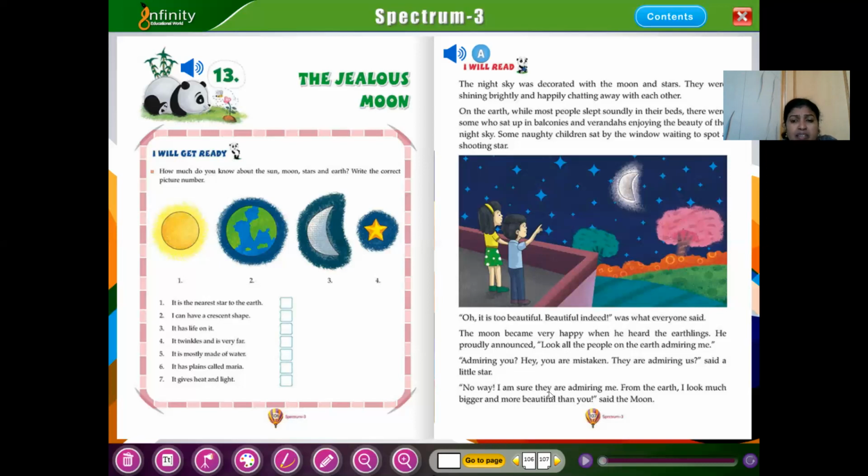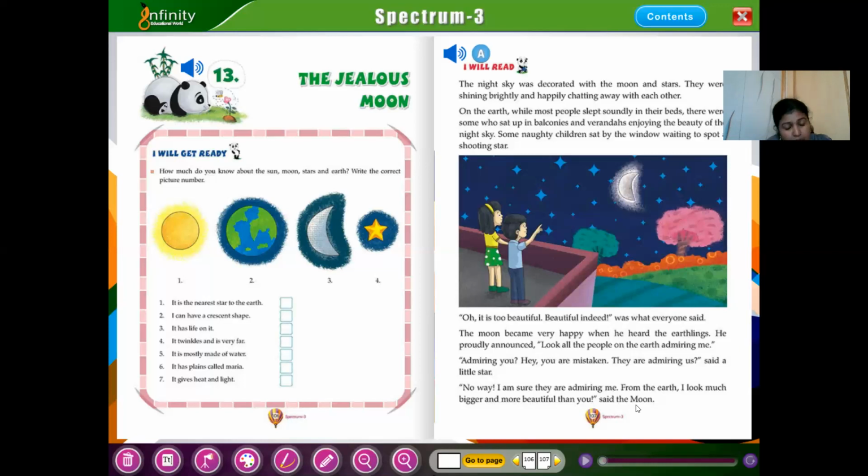"No way. I am sure they are admiring me. From the earth, I look much bigger and more beautiful than you," said the moon. When the very small little star said again that they are admiring us, the moon answered, "No way. They are not admiring you. There is no chance they admire you. I know surely that they are admiring me, because from the earth I look much bigger."